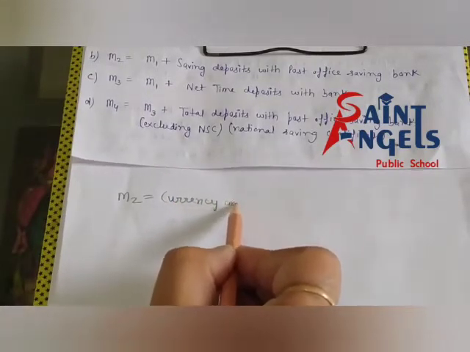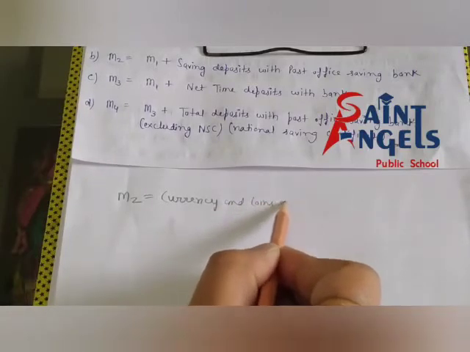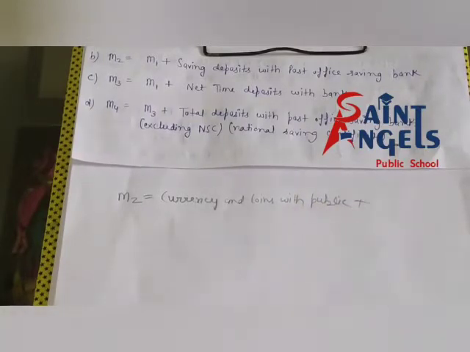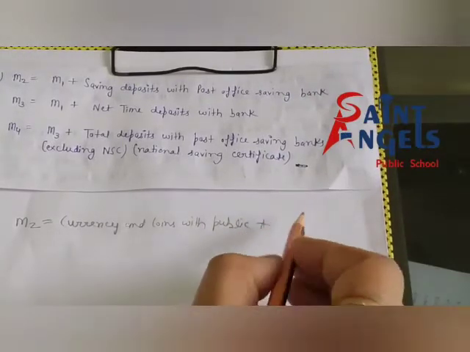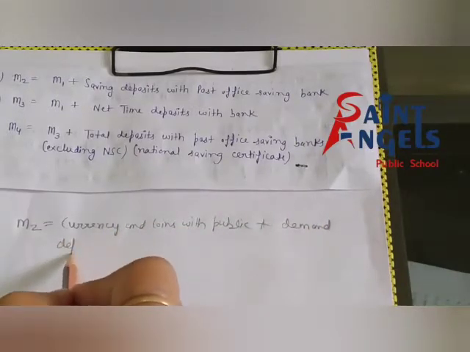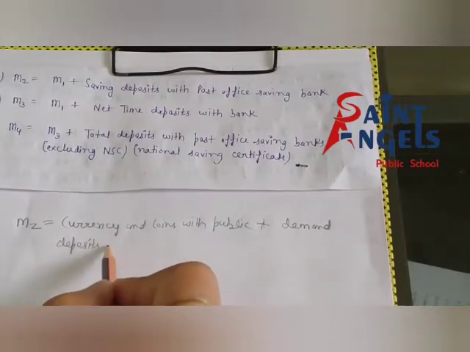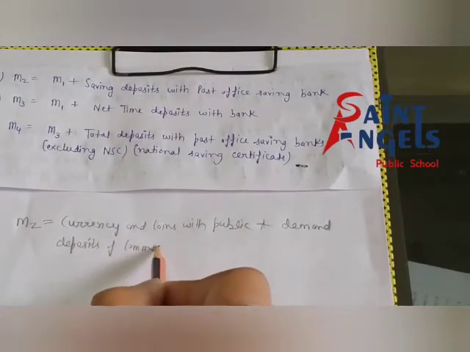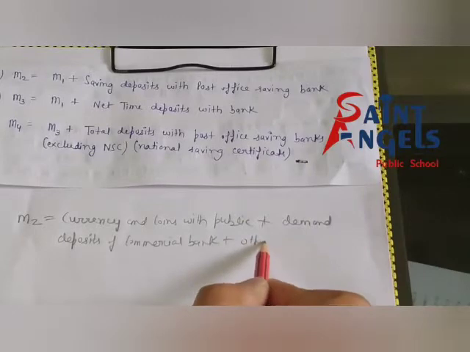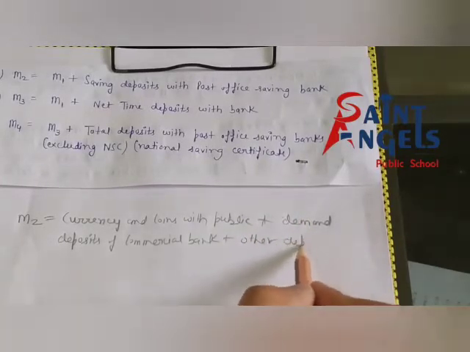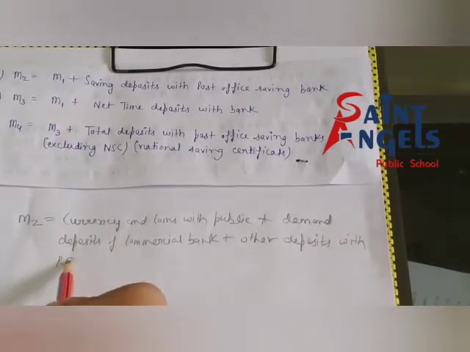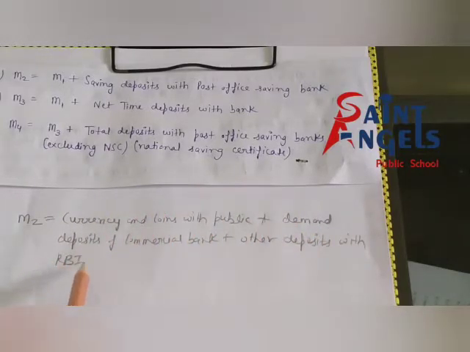See, what is the formula of M2? Currency and coins with public plus demand deposits of commercial bank plus other deposits with RBI. This is the complete formula of M1.